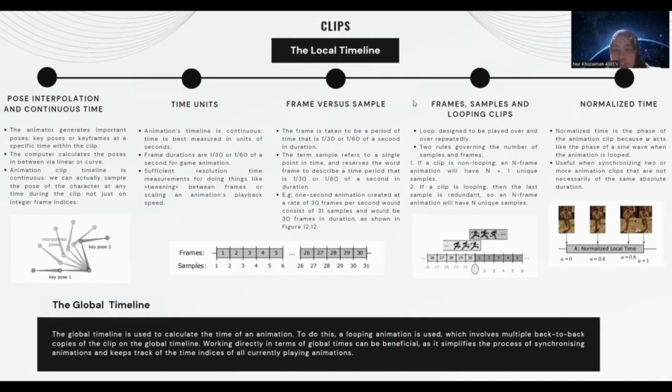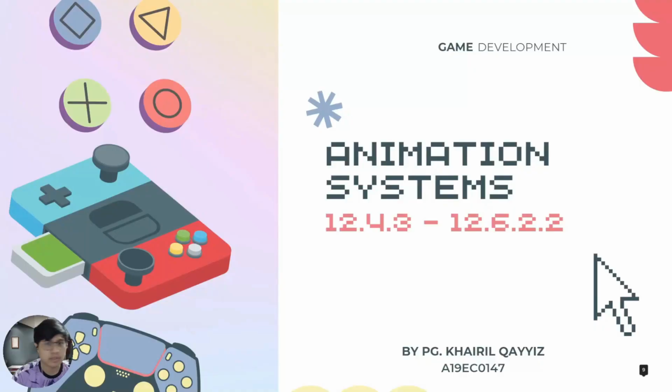Alright. So the loop for the clip is basically designed to be played over and over repeatedly. So there are 2 rules. The first one is for non-looping, and the second one is if the clip is looping. So basically, the normalized time is useful for synchronizing 2 or more animation clips that are not necessarily of the same duration. So what is the global timeline? The global timeline is used to calculate the time of animation. So basically, it simplifies synchronization of animation and keeps track of the time on the axis when playing the animation.